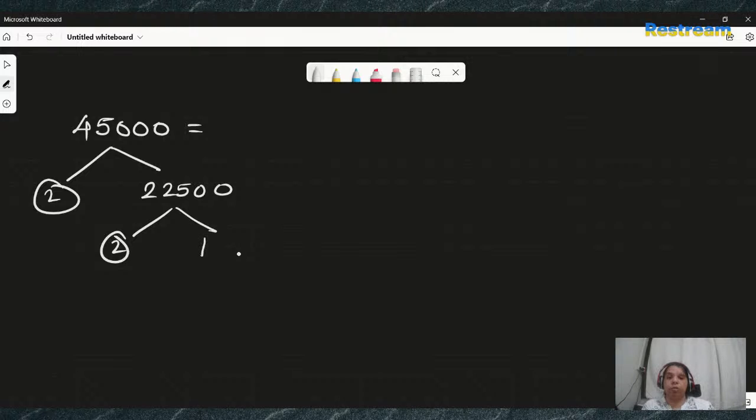It's 11,250. Again, divide by 2. It's 5625. So 5,625. Okay. Now, just see if this is divisible by 3. 5 plus 6 is 11. 11 plus 7 is 18. So this is definitely divisible by 3. So it's 1875.